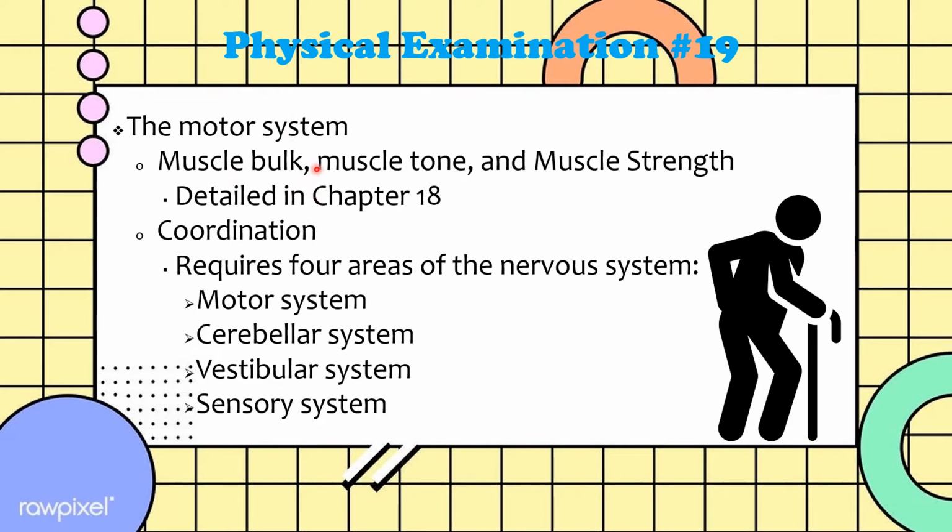Again, for the motor system, you assess the muscle bulk, the muscle tone, and the muscle strength, and also assess for coordination. The coordination of muscle movement requires four areas of the nervous system: the motor system for muscle strength, the cerebellar system, which is also part of the motor system, for rhythmic movement and steady posture, the vestibular system for balance and coordination, and the sensory system for position sense.